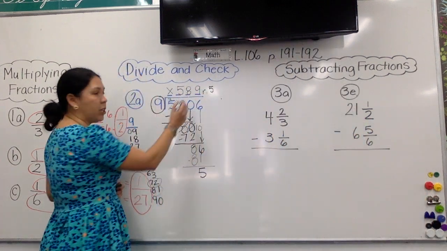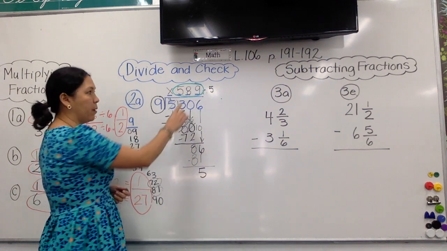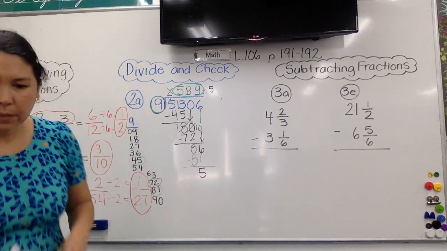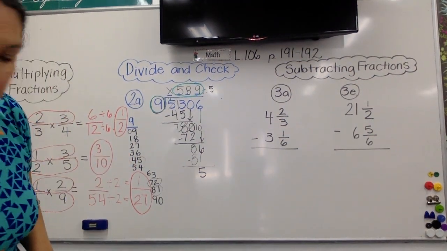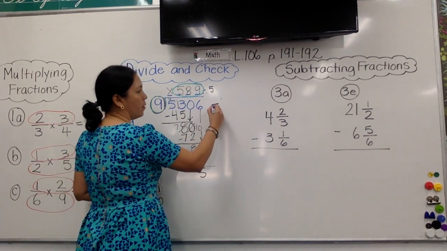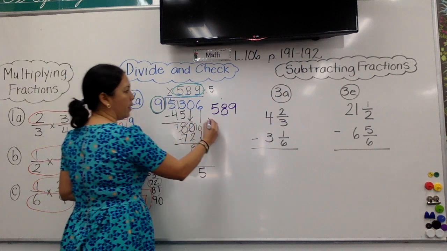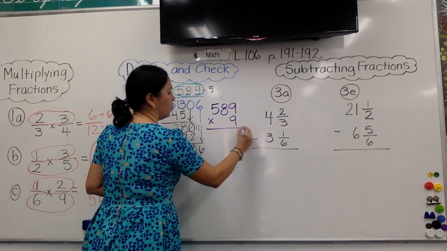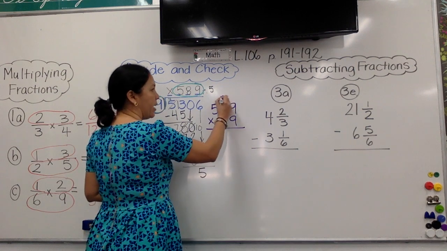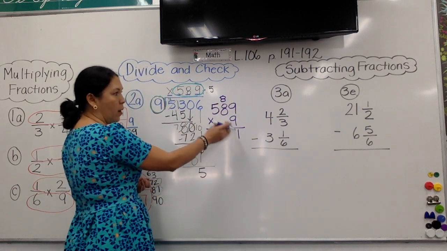So remember when we're checking, friends, my quotient, which is on top, 589, we're going to multiply that times 9. I'm going to grab a different marker. That one's a little light, I think. Okay, so I'm going to write that out. 589 times 9, and we'll see what we get. Here we go. 9 times 9 is 81. Make sure you don't write 18, 81.